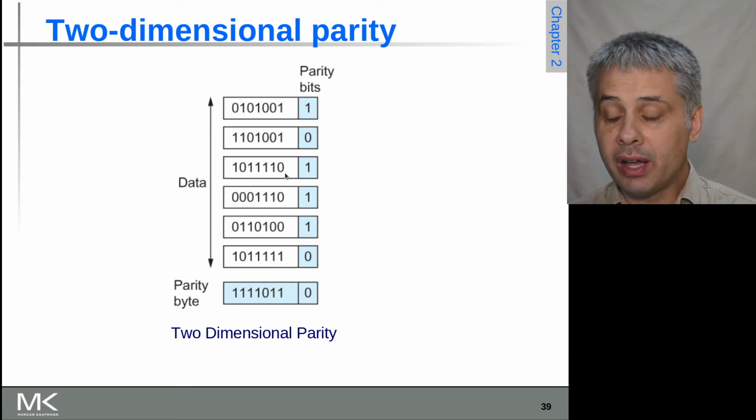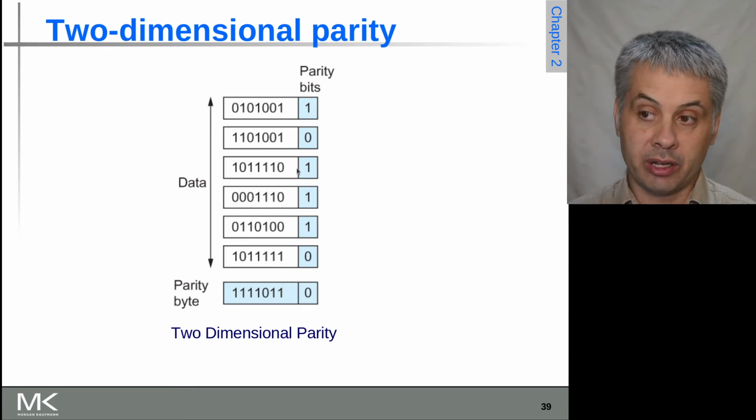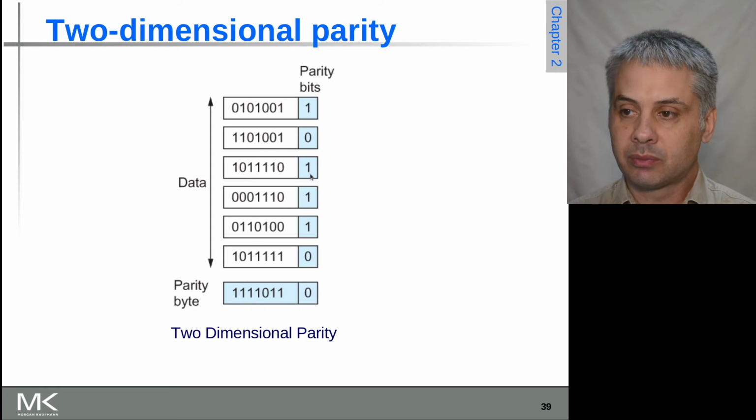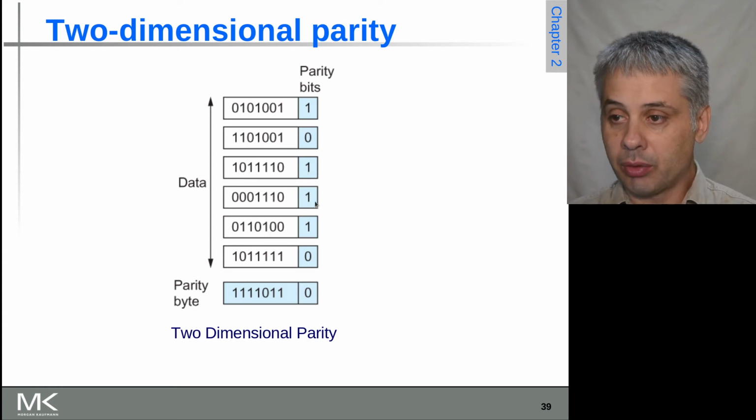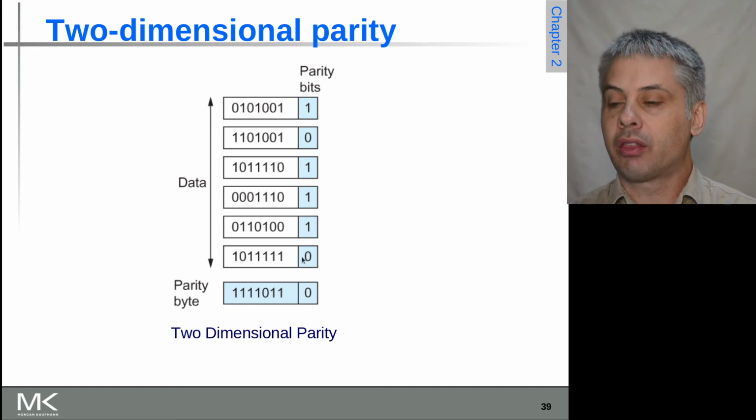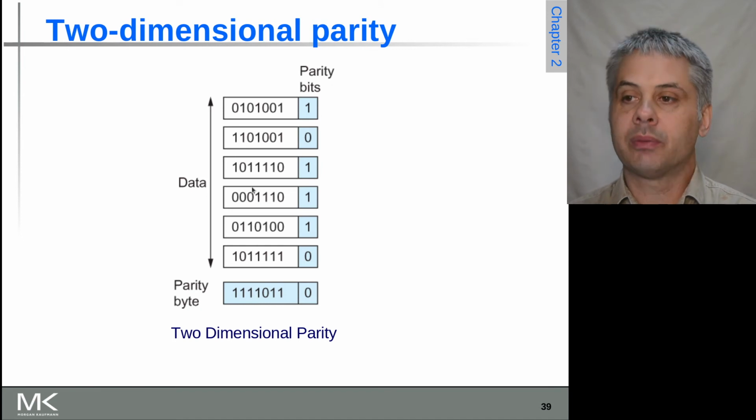This byte, we have 5. That's odd. We need it to be even. So we need to add an extra 1. Likewise, we've got 3 and 3 in these, so these need to have 1s. And this one has 6. So that's fine. And this one we'll come back to in a moment.